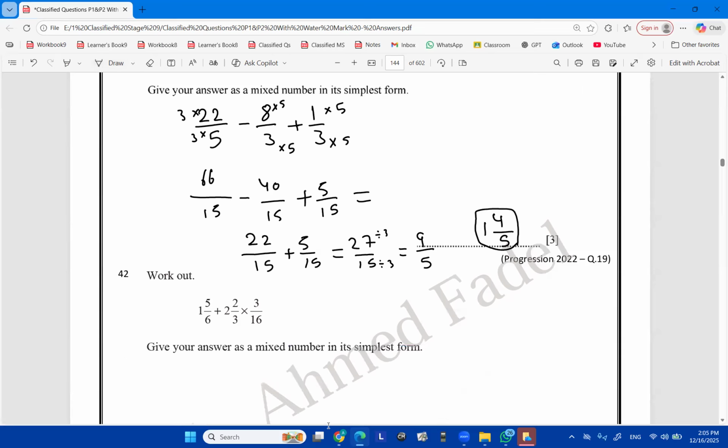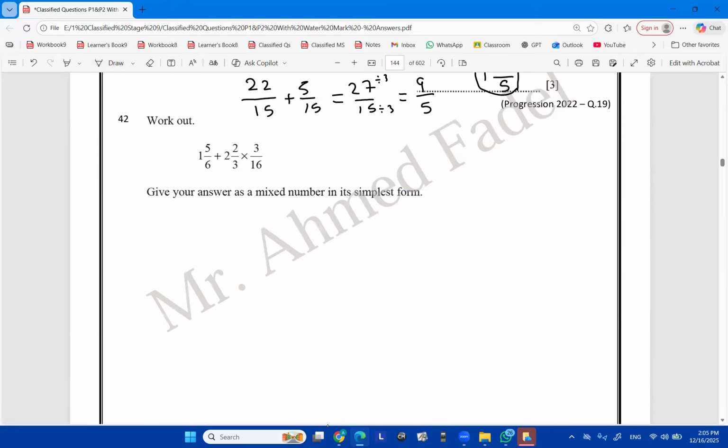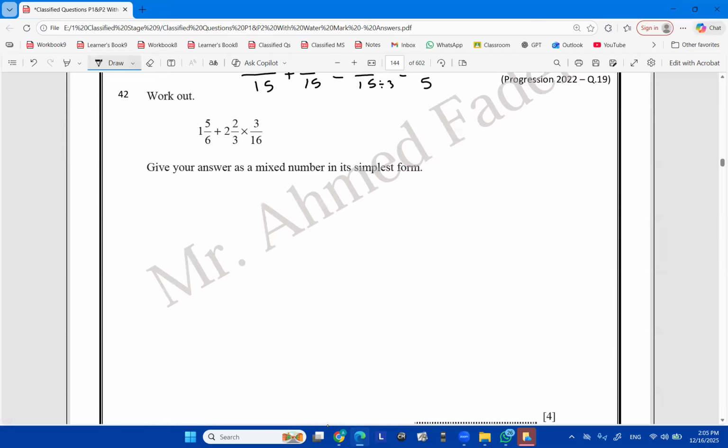Let's continue. 1 and 5 over 6 remains, I'm going to make it into an improper fraction. So it is going to become 11 over 6, plus 3 times 2 is 6, 6 plus 2 is 8 over 3, times 3 over 16. 11 over 6 stays the same because I must finish the multiplication first.